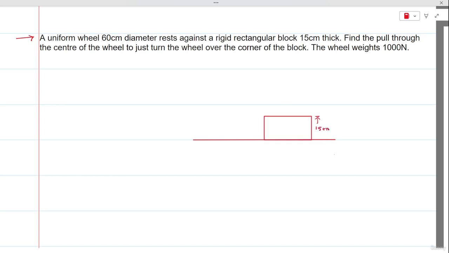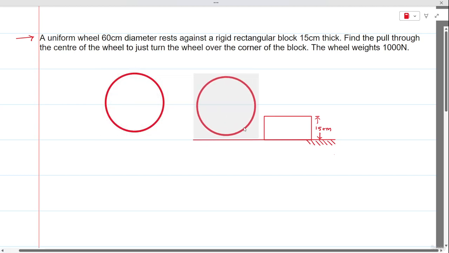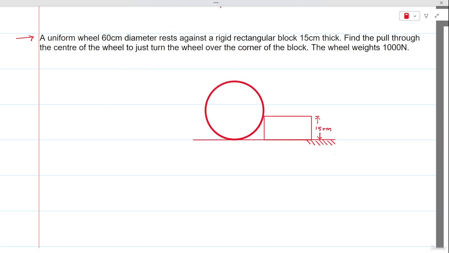and here there is a cylindrical roller which is being pulled by some force. Weight of this cylindrical roller is 1000 newtons. Let's say this is the cylindrical roller and this is being pulled. Okay. So now here we are required to find what is the force that is required to be applied so that the cylinder tends to move over the block.